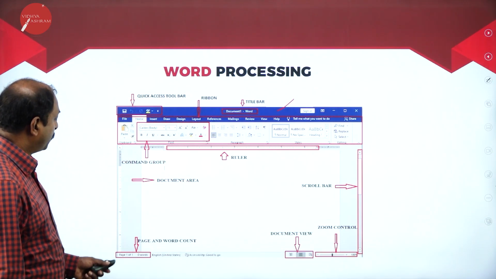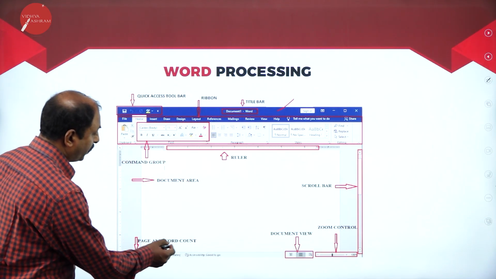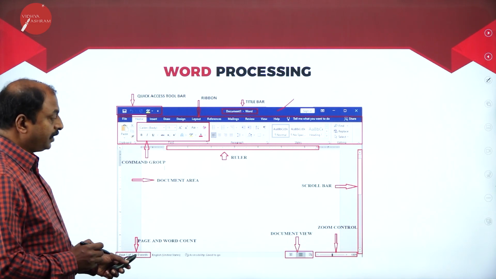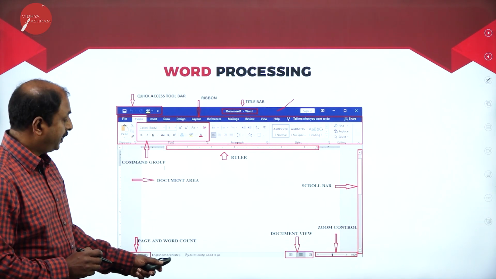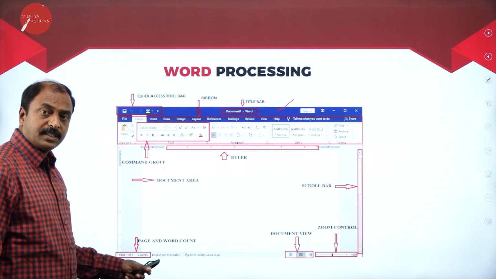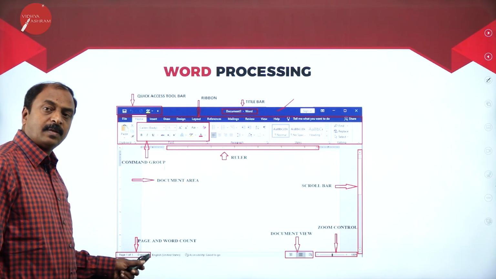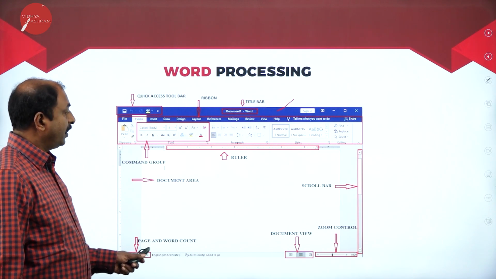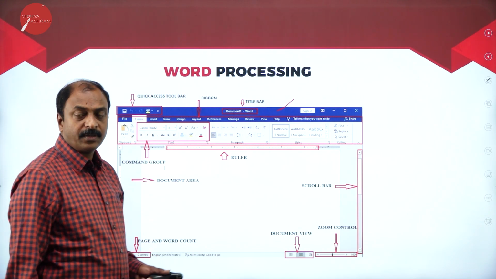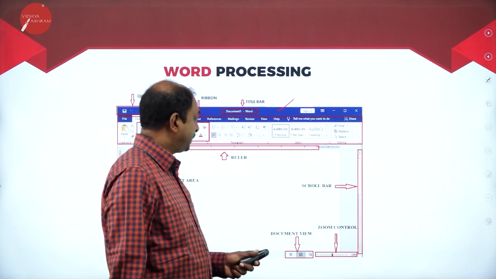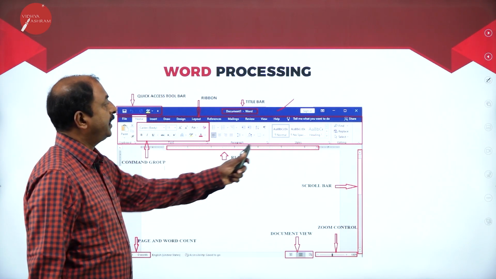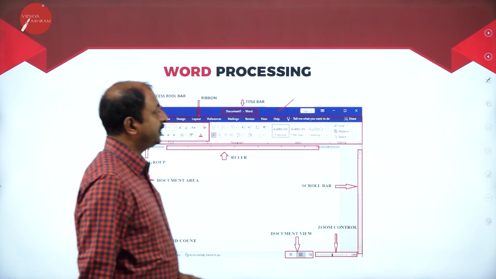Next one, if you look here, this is called page and word count. This is called the status bar, and in the last one, you can find the number of pages as well as the number of words, as well as the page number where the cursor is. So this is the MS Word screen.